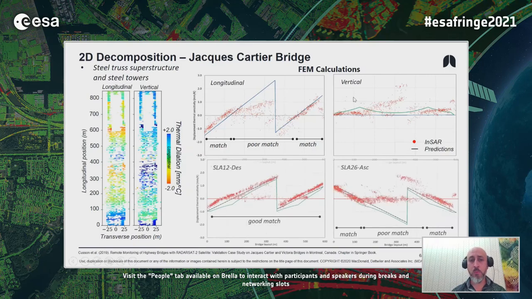We inspected this a little bit more in detail, and we projected these finite element models into the line of sight, and we can observe that for the descending stack, we have a very good match between InSAR and the models themselves, but not for the ascending stack. And we found, based on backscatter analysis, that this viewing geometry was mostly affected by layover effects and shadow effects. So it's very important to select the proper viewing geometry for monitoring bridges.